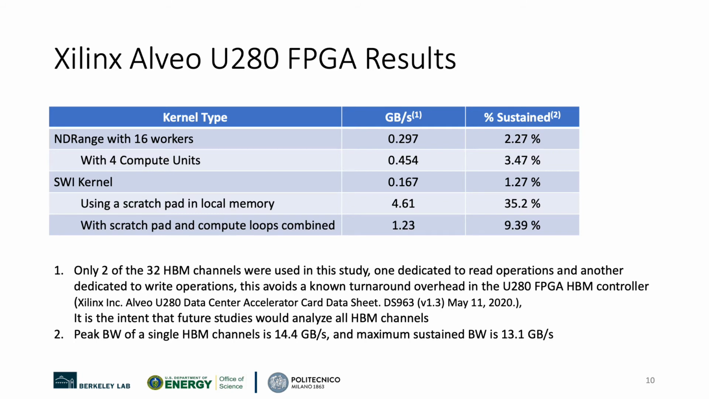As with the Intel experiments, we attained the best performance with a SWI kernel. However, due to the lack of a cache implemented in the Xilinx FPGA, it is necessary to rewrite the kernel to include a local memory scratch pad, that is, local arrays, and to explicitly copy from global memory to the scratch pad. We don't show the source code here, but you can find it in the paper.